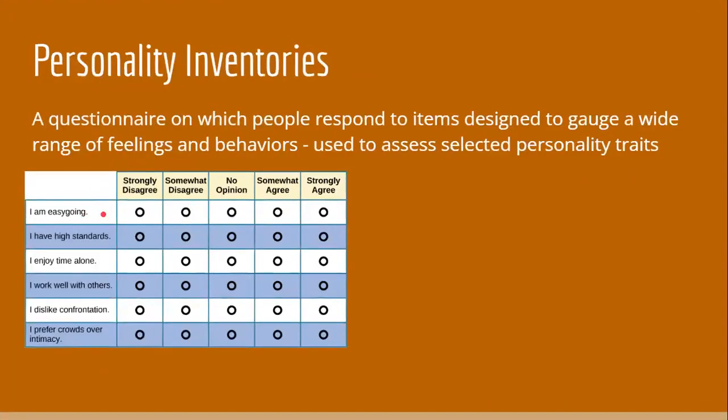So personality inventories are a form of research of personality that the trait theorists use, which is like a questionnaire on which people respond to items. Basically, it's a set of questions that determines your personality, and it asks how evident is this trait?